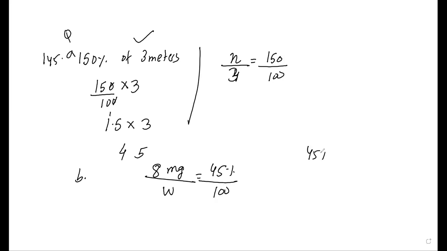So 45% of 8. How much is 45% of 8? 45 over 100 times 8. 45% of 8, yeah, answer is 4.5. So 0.45 multiplied by 8. Yalla, do this and tell me. How much is 0.45 multiplied by 8?